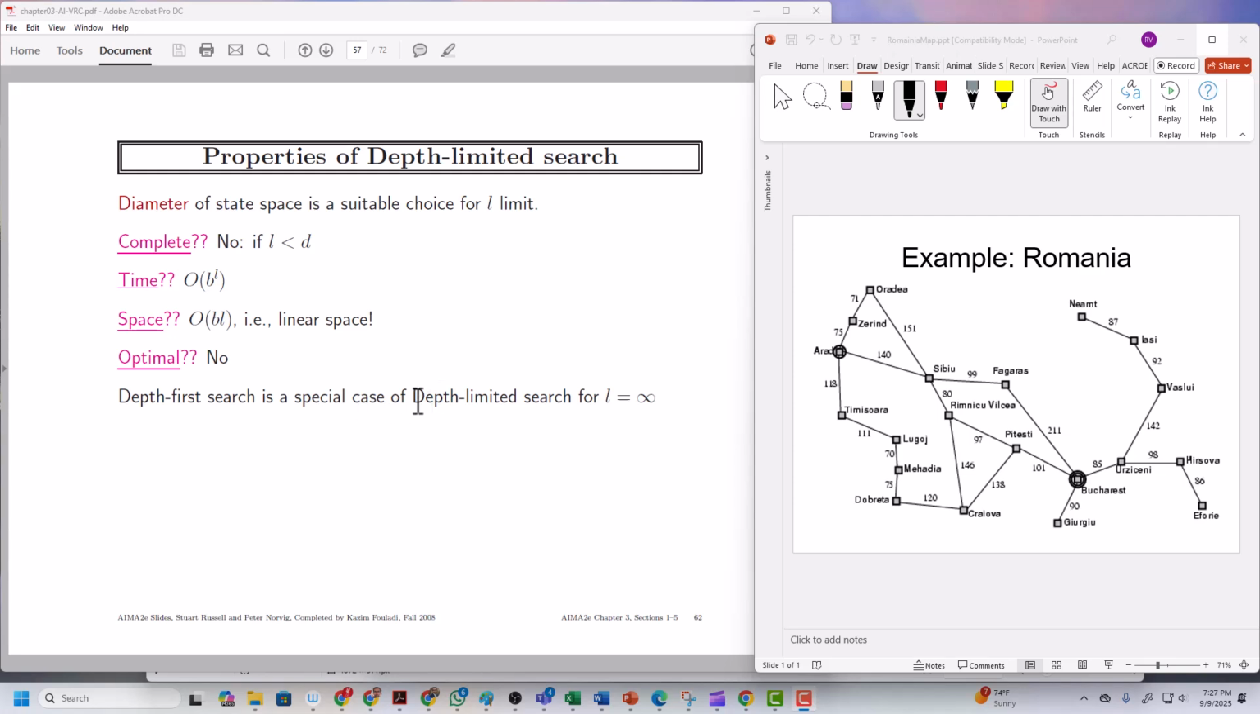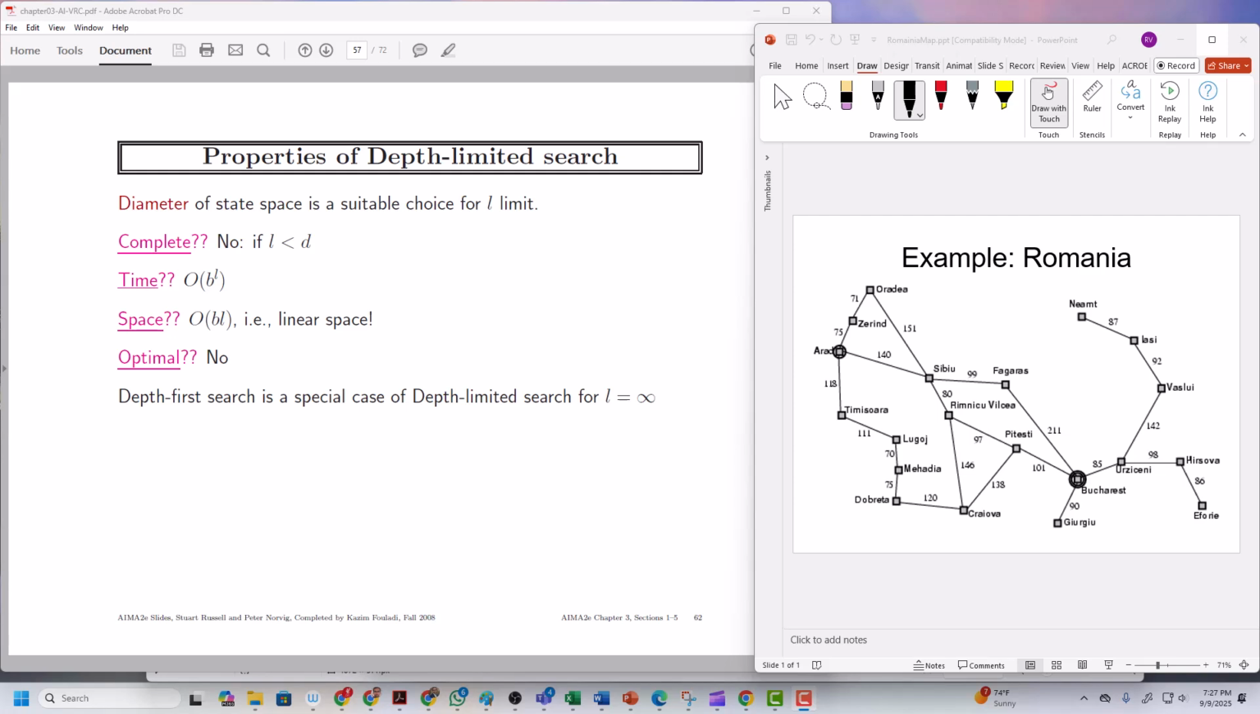Depth first search is a special case of depth limited search, as I already said, for L equal to infinity. So we don't have any limit. If we remove the limit L, then DLS becomes DFS. So we can view standard DFS as a special case of depth limited search. That's why choosing a depth limit is important.